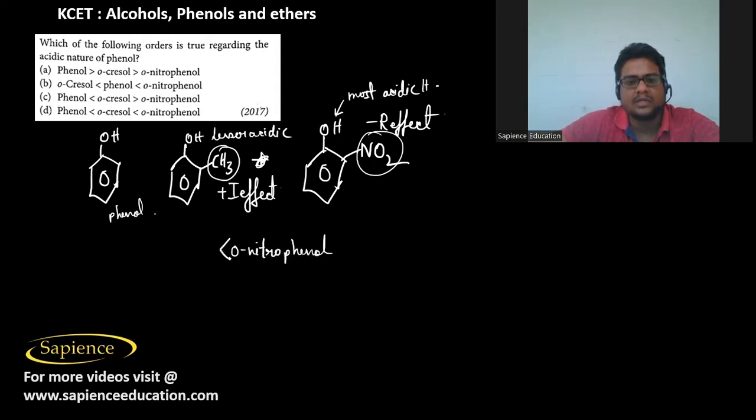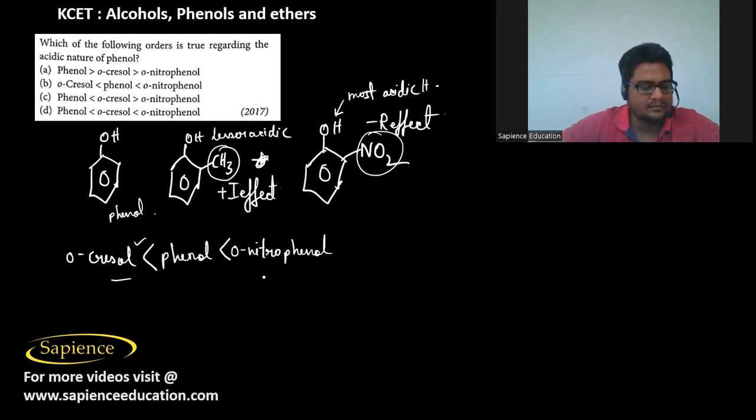So it means that orthonitrophenol is the most acidic. Then we have phenol, and the orthocresol is the least acidic. So orthocresol, phenol, then orthonitrophenol. So option B is the correct answer.